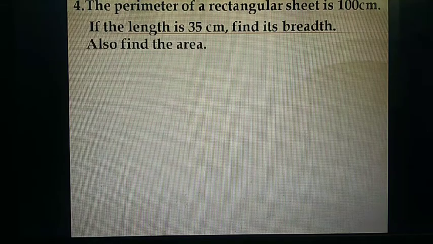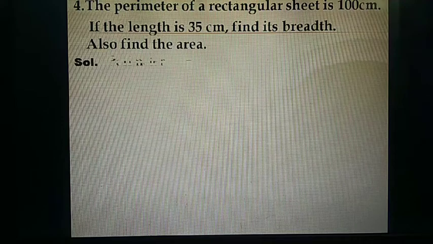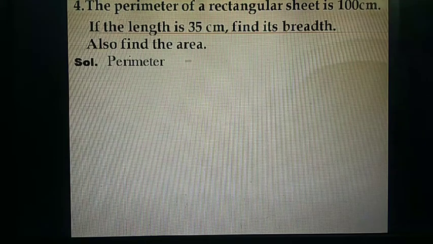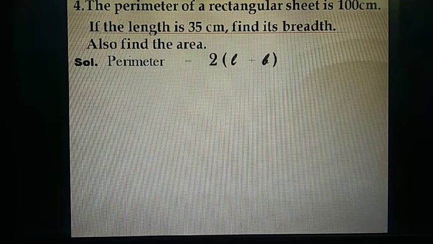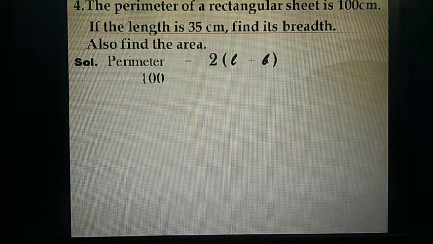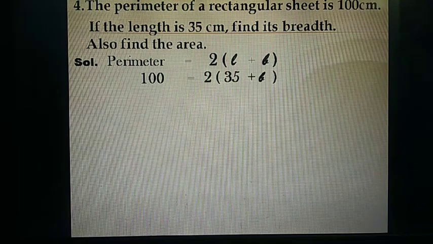Also find the area. We are supposed to find the area too. So here first you will use the formula of perimeter of a rectangle, which means 2 into length plus breadth. Here the perimeter is given to you in the question itself. It's 100 and the length is 35 and the breadth you have to find.